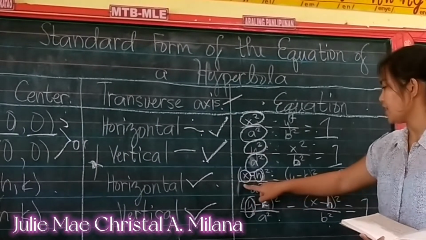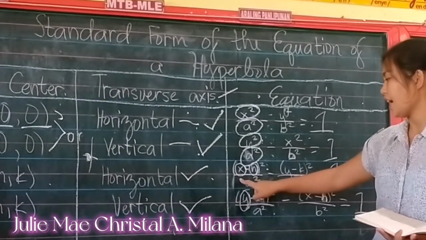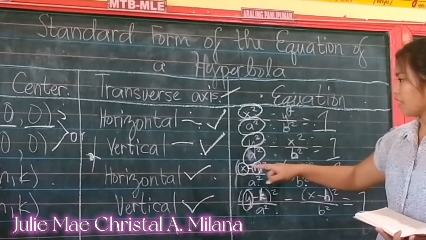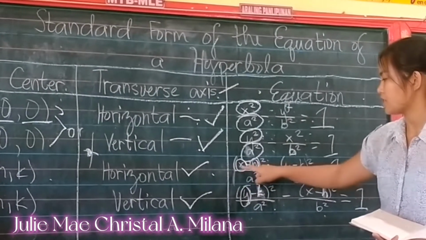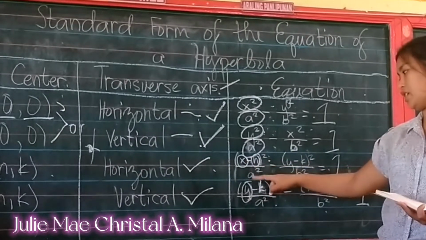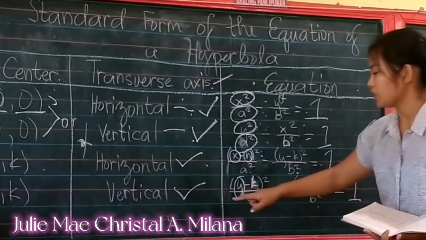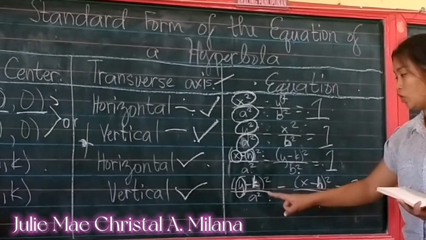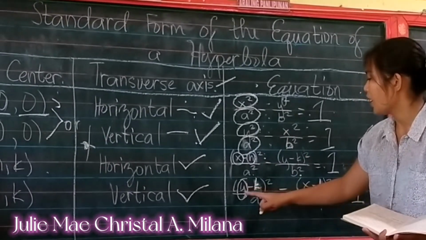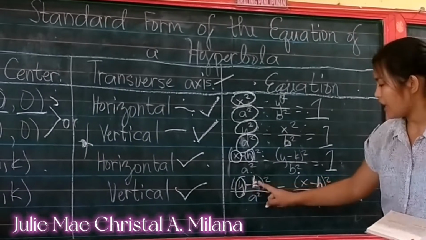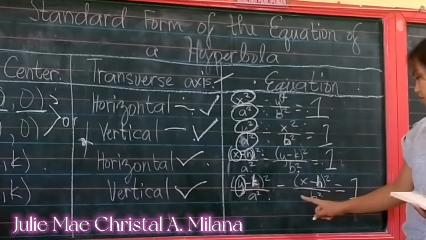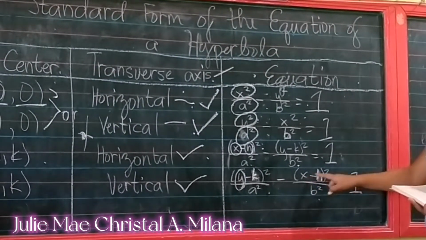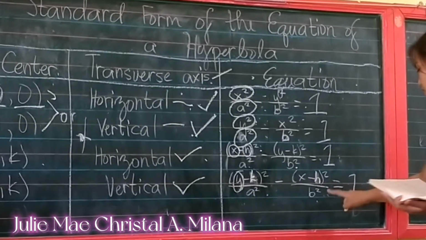If horizontal, always x comes first. Since it is HK, h is added: x minus h squared over a squared. Then in the vertical, always y comes first: y minus k squared over a squared. Then minus x minus h squared over b squared equals 1.